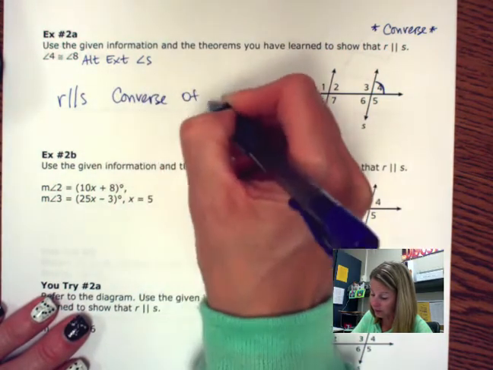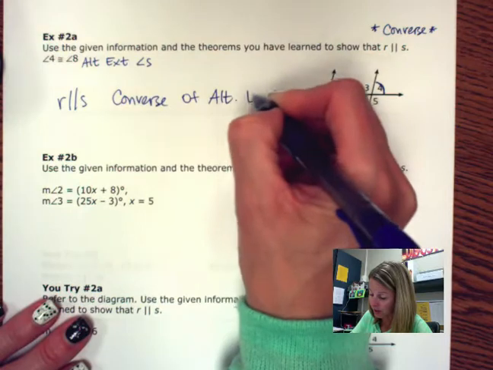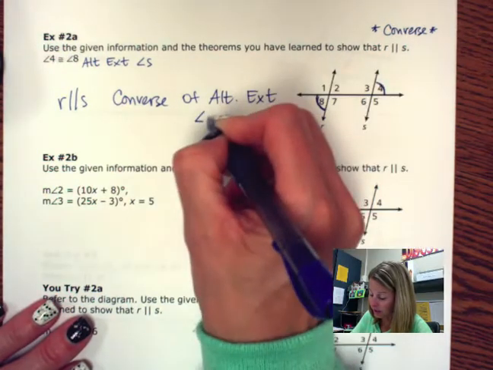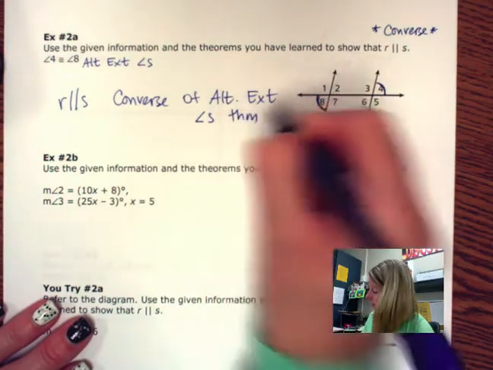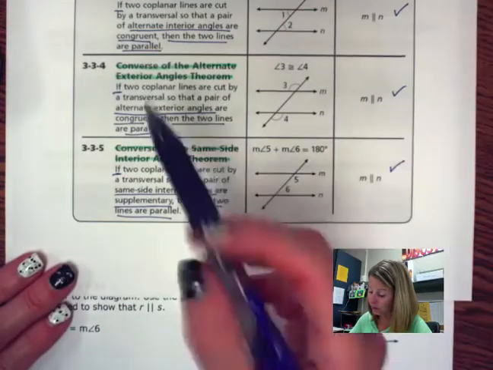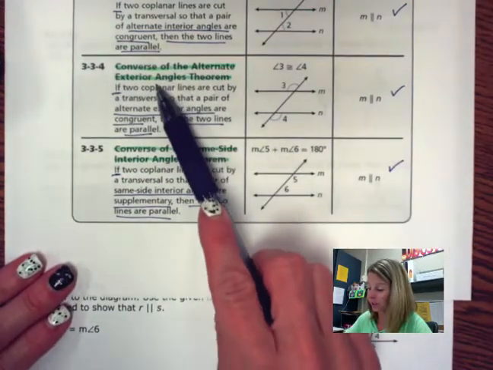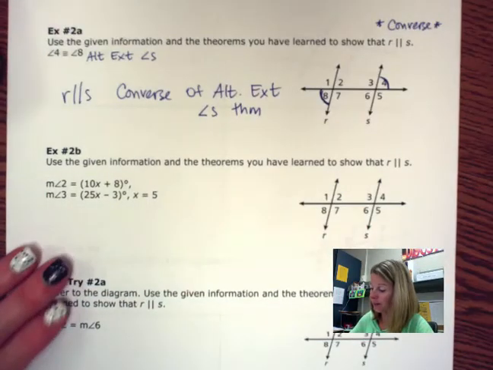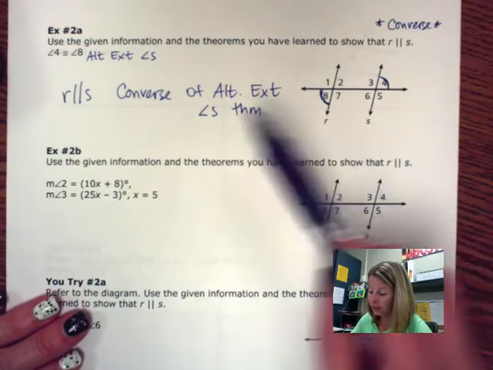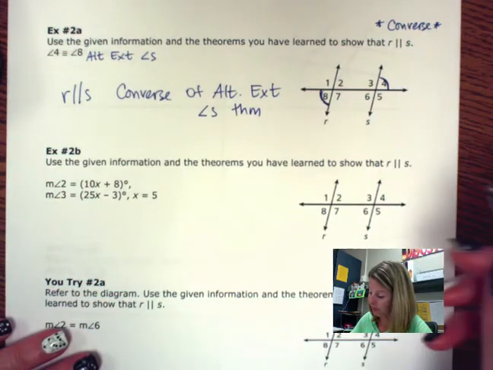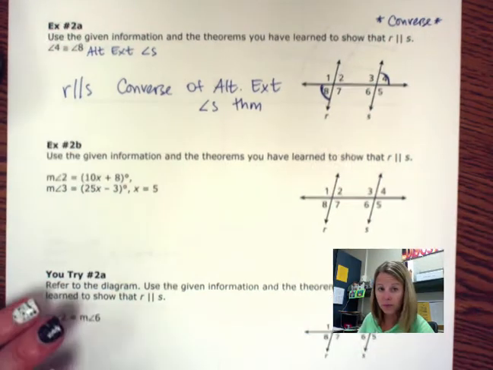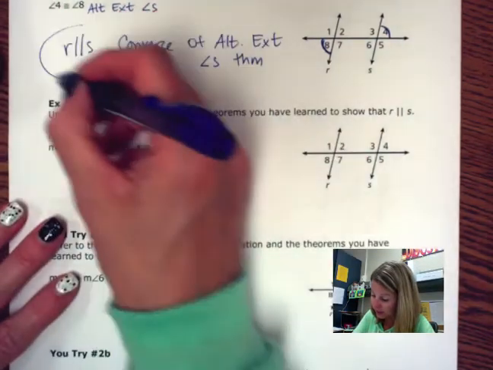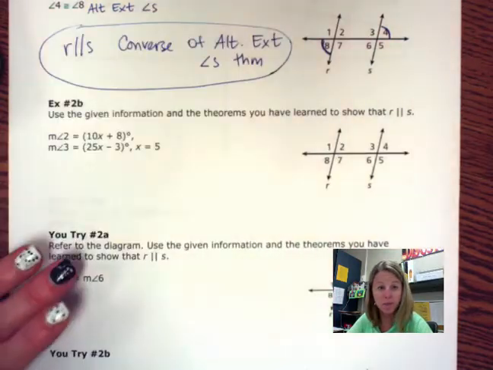Converse of alternate exterior angles theorem. I think I pointed you at the wrong converse. We should be looking at the alternate exterior, not interior. So identify what the angles are, and it's the converse of the name of the angles. So this is my answer right here. That's my solution.